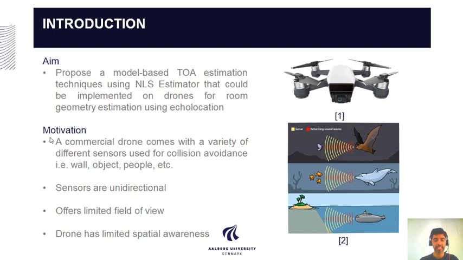But we see in nature that animals tend to use sound to make sense of their environment, and they use echolocation to do so. Therefore, we are also interested in applying echolocation on a robotic platform so that a robot can estimate room geometry.